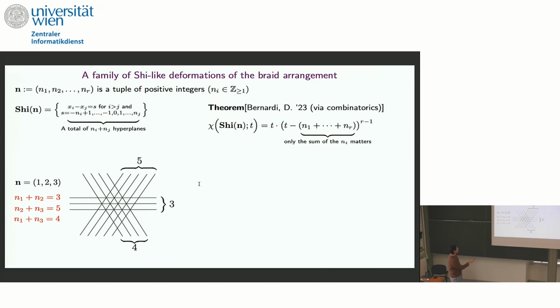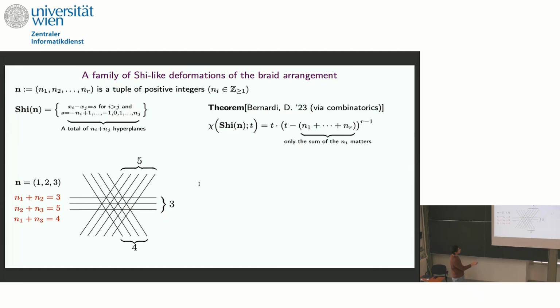Here's an example where the tuple is 1, 2, 3, and I have a deformation of the C arrangement in S3, right? So now x1 minus x2 is going to go from -1 plus 1 to plus 2. So I'm going to have a total of 3 copies from x1 minus x2. For x2 minus x3, I'm going to have a total of 2 plus 3 is equal to 5 copies.